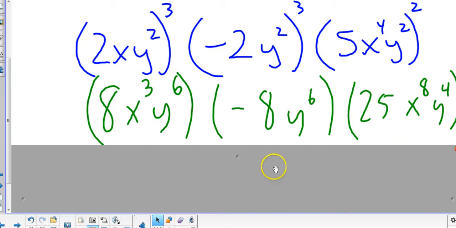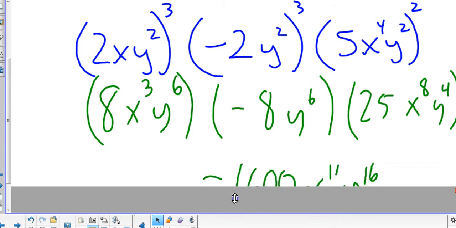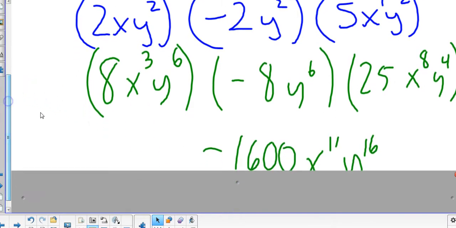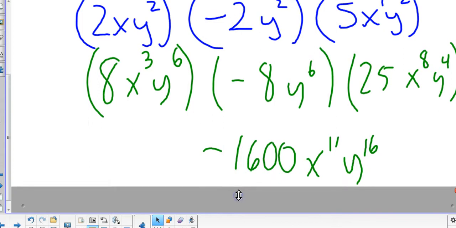Now this is all multiplication. So I'm multiplying the coefficients and I'm adding the exponents. And 8 times 8 times 25, 64 times 25 is 1600. And there's only one negative factor here now. So negative 1600, x to the 11th, y to the 16th.